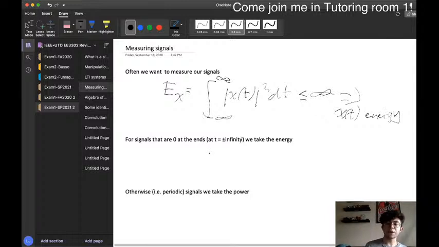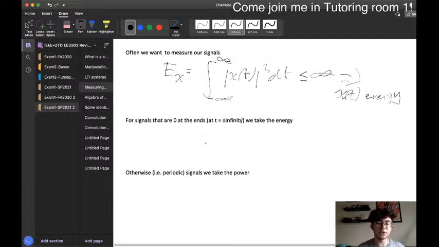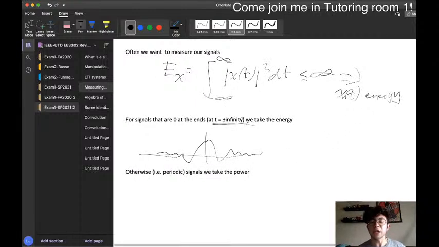And that's great, but this integral won't always converge. To be more specific, if we have a signal that goes to 0 at plus or minus infinity, it's usually an energy signal. Essentially any aperiodic signal that we're going to be looking at are energy signals.